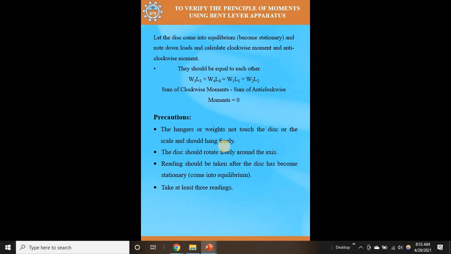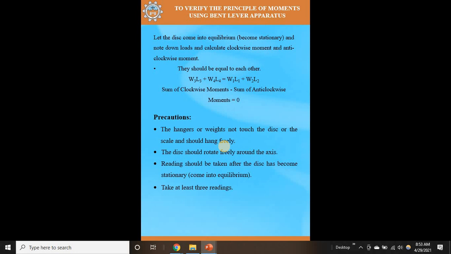What precautions should you keep in mind? The hangers or weights should not touch the disc or the scale and should hang freely. If it touches the disc, it will resist the motion of the disc and it will not be in true position. So it should be freely hanging and should not touch the surface of the disc.